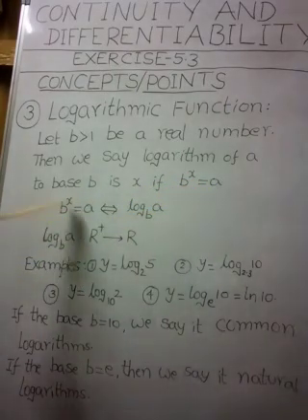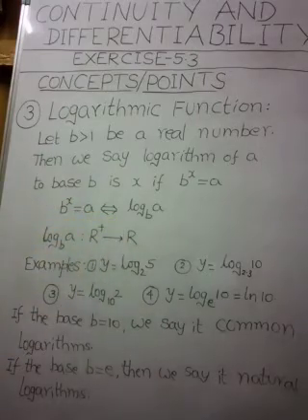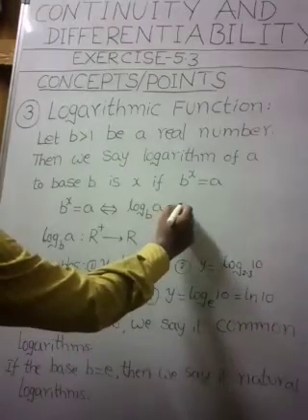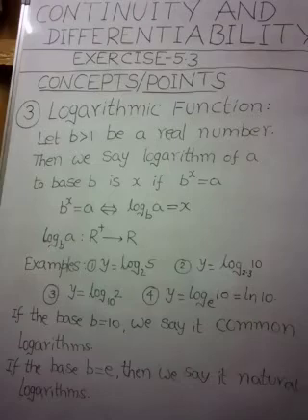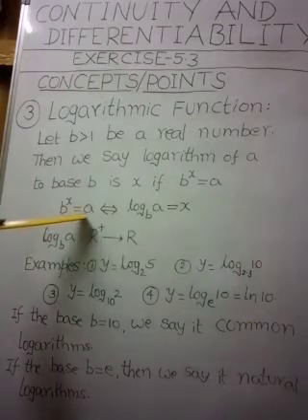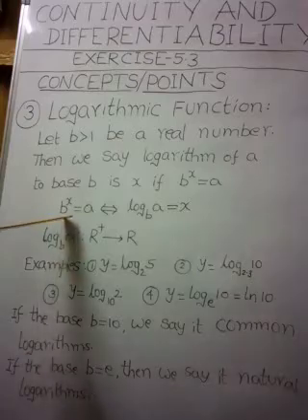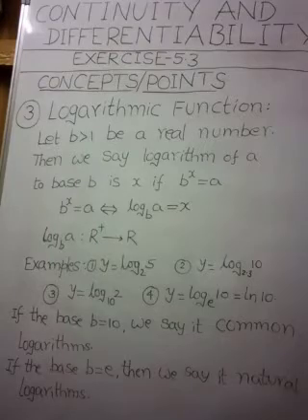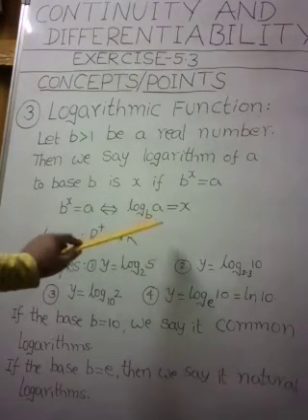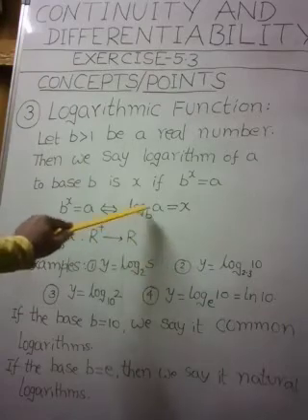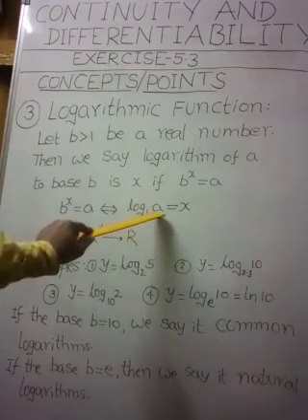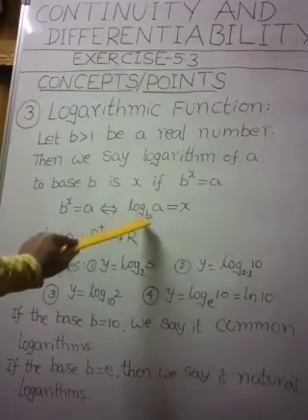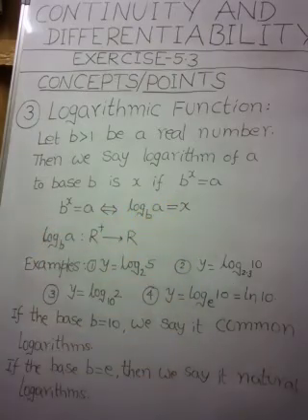See here, b^x = a implies log a base b = x. So this is called an exponential function, and we converted this exponential function into a logarithmic function. In this function, this is read as log a base b. This is a number here, the base. It is also a number, but especially here the downside number is said to be the base of this logarithmic function.